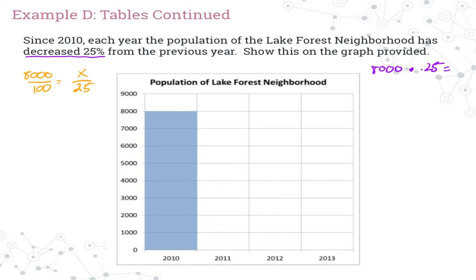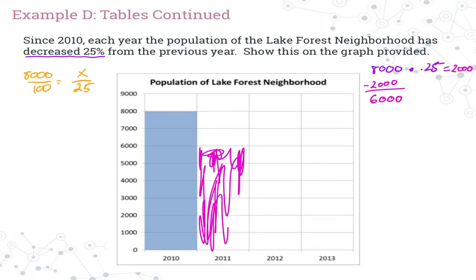Now we have 8,000 times 0.25. I'm going to do the decimal. When I do that, I get 2,000. So I know there's a 2,000 person decrease. That doesn't mean that it's 2,000 people now. It means I have to subtract the 2,000 from the 8,000 we already had. And when I do that, I get 6,000 people. So for 2011, I need to fill in the graph that goes up to 6,000.